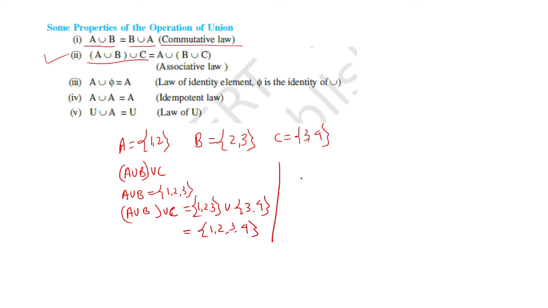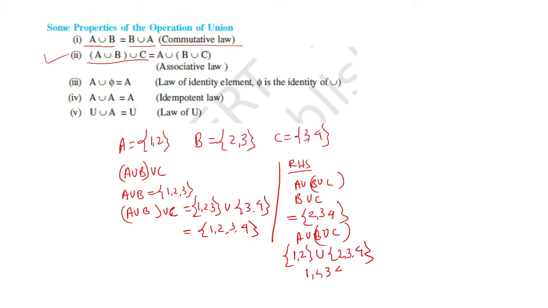Now you compute the right-hand side. What is the right-hand side? A union (B union C). First you compute B union C. What is B union C? B union C is {2, 3, 4}. Now you compute A union (B union C). A means {1, 2}, and B union C means {2, 3, 4}. A union (B union C) means {1, 2, 3, 4}. Here you can see this and this are the same. So this is the associative law. Here the left-hand side equals the right-hand side.